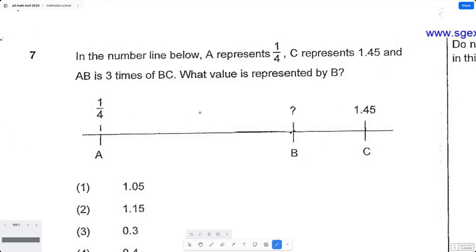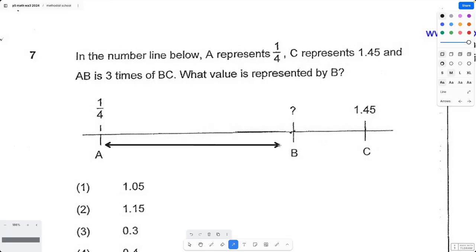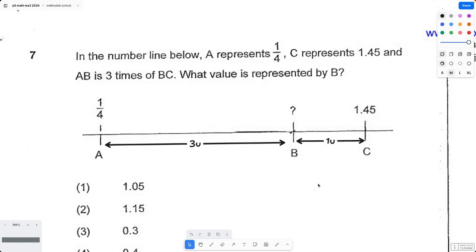Okay, so from here, a very unique question, I would say. From A to B, AB is 3 times of BC, so that means this is 3 units. And then for BC, this is 1 unit. From here, are you able to get the answer? Yes, you can. So first we want to convert this 1/4 to a decimal.